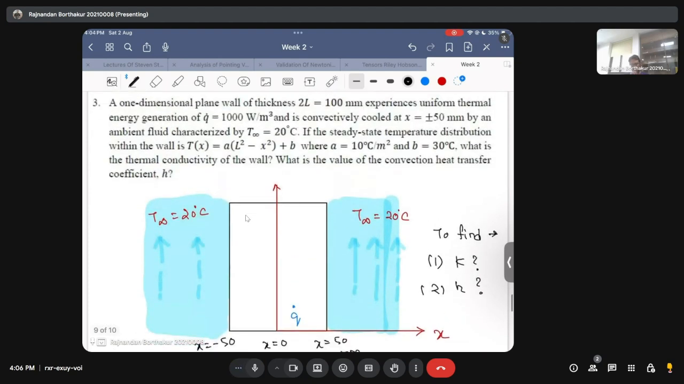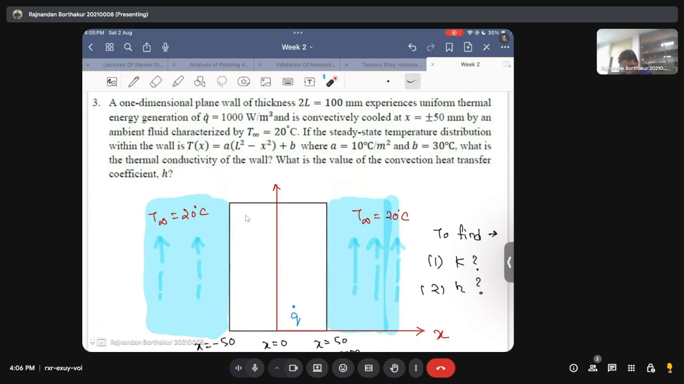But again, I want you to go through it once and try to observe certain things that we can infer, at least from the temperature distribution that they have given to us. For instance, can we say that this temperature distribution is symmetric about x equals 0? This is one important observation that we can try to figure out.